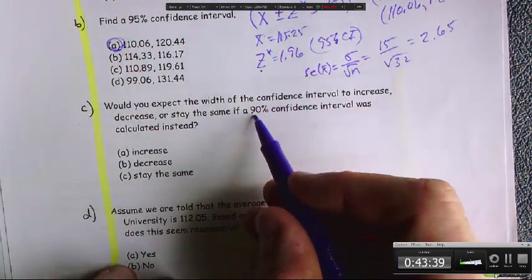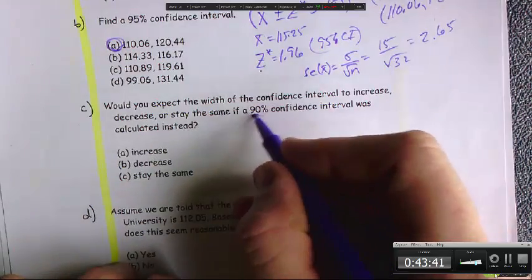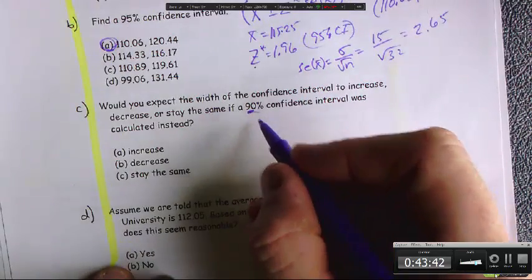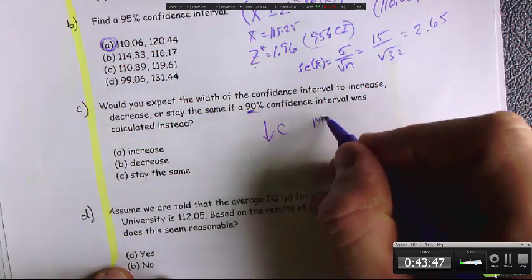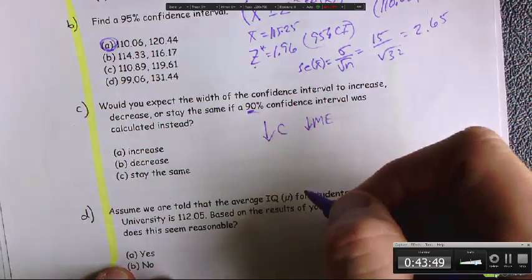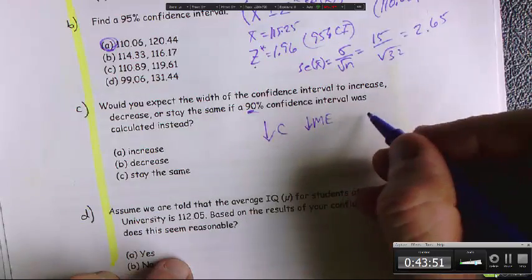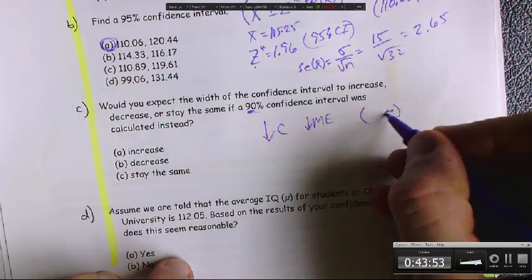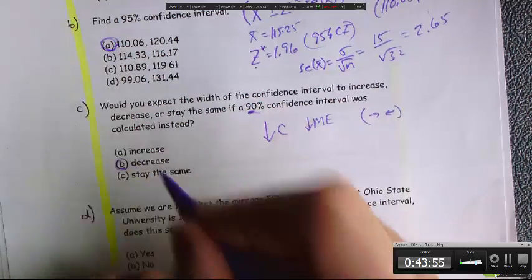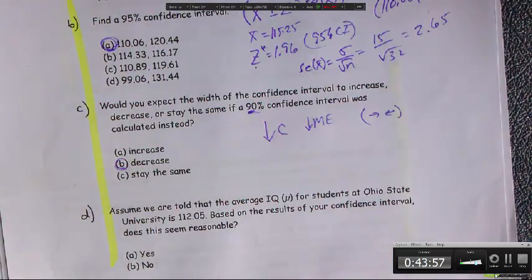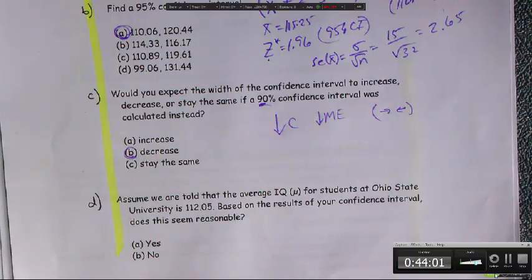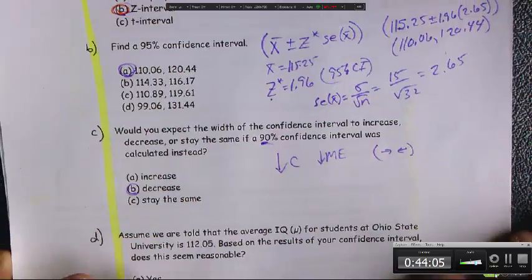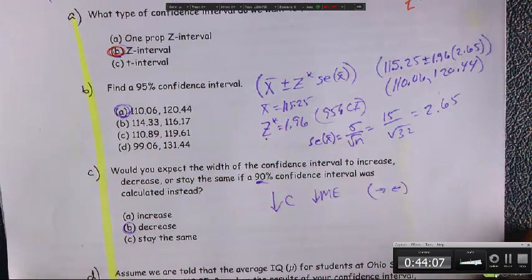If you are doing 90%, when you decrease the confidence from 95 to 90, when confidence goes down, the margin of error goes down. And as the margin of error goes down, the confidence interval is going to decrease in size. You're going to give a more specific answer, but you're going to lose confidence in the accuracy of that answer.